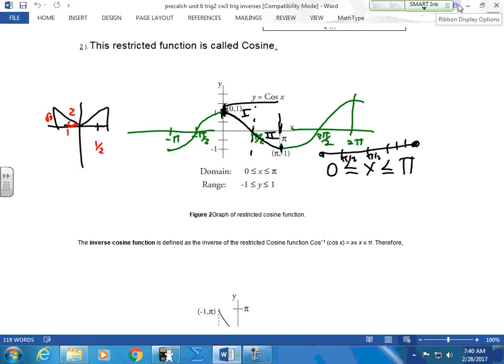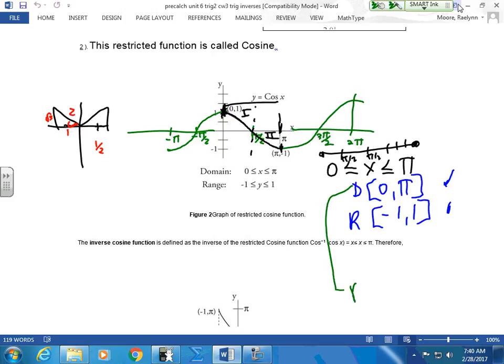So your domain now is going to look like this: 0 to pi. And your range is still the same as before, -1 to +1. I like to do this like this so that you can kind of see the number line of all the angles that it hits, but we still use these. So remember, when I take the inverse, my domain is going to become my range, and my range is going to become my domain. And if you think about pi, it's about 3, so it's a little over 3. They labeled it by the radian number.